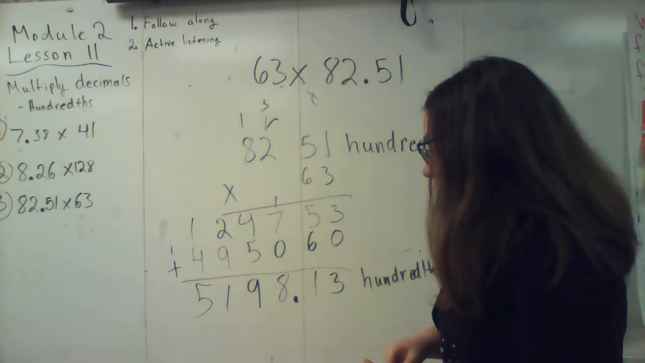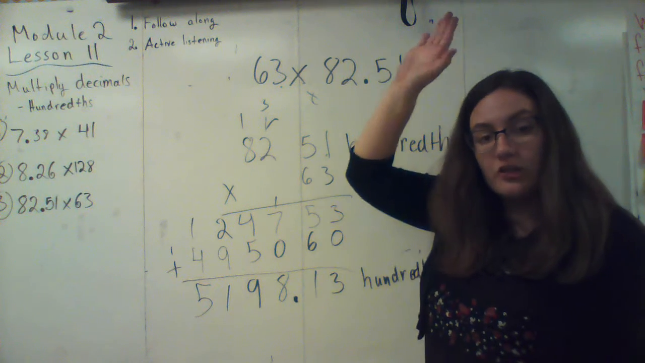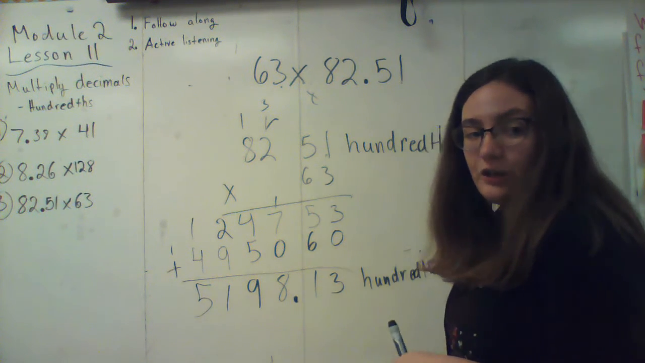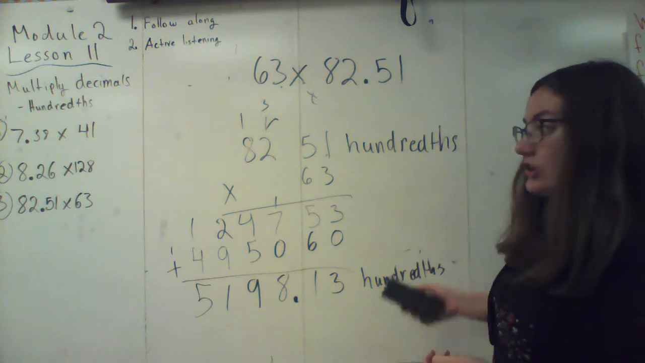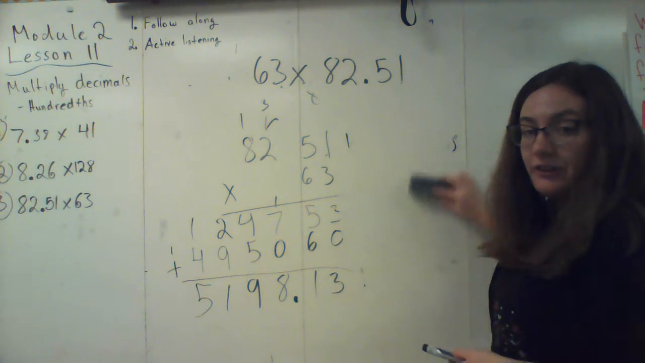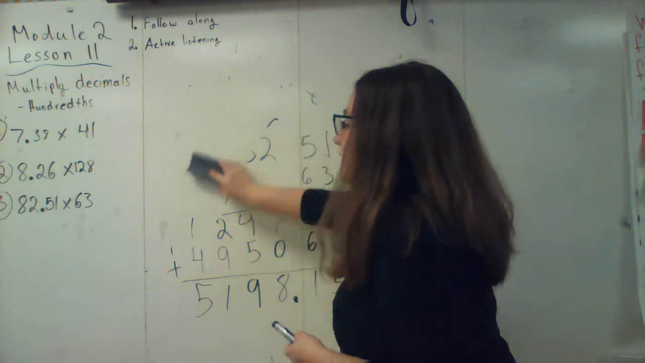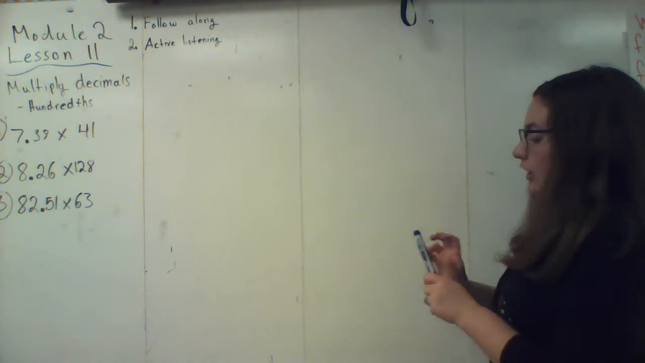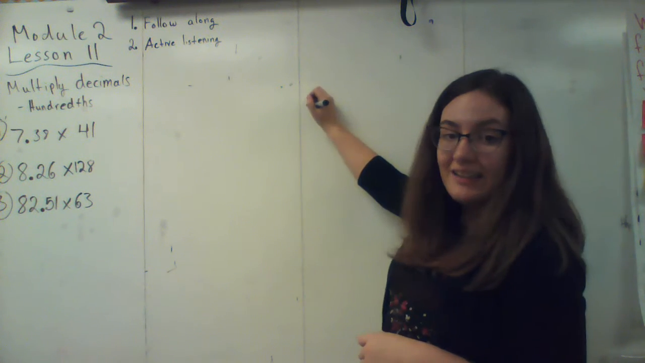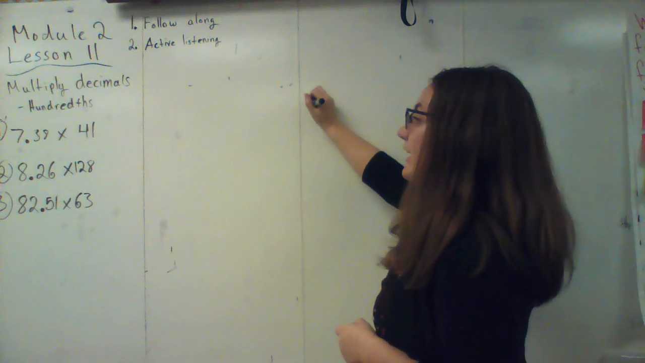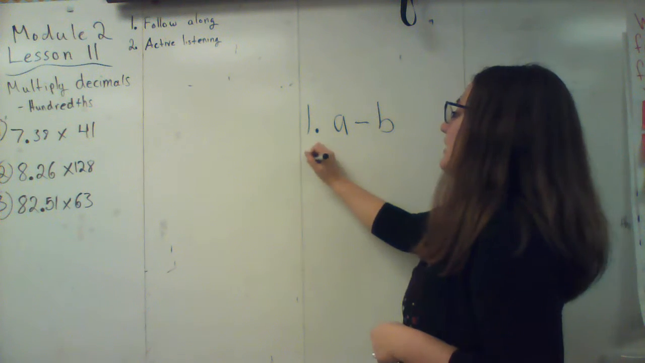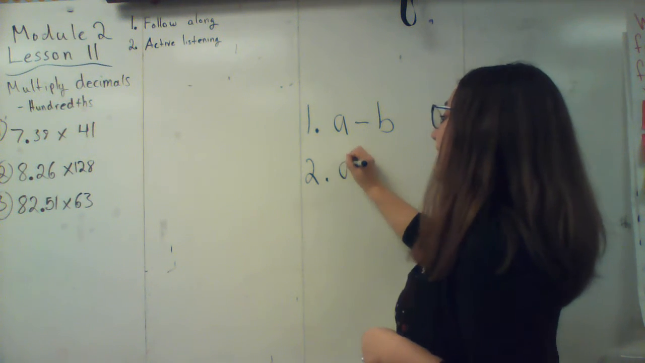We are done with this lesson. If you have any questions, please make sure you raise your hands. I know this was kind of a difficult lesson because the numbers are so much bigger than we are used to. But I'm going to give you the problem sets now, and I would like you to get started on that. So for your problem set today, you are going to be doing the lesson 11 problem sets, and you are doing number 1, A through B, and number 2, A through D.